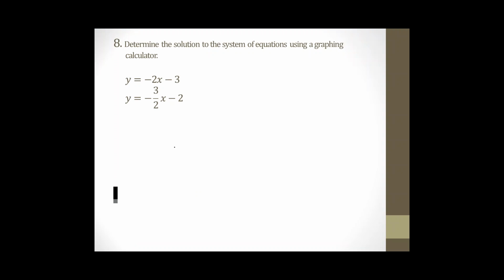Okay, number 8. We're going to use the graphing calculator to graph this system of equations, and we're going to determine the solution. In order to use the graphing calculator, we want to make sure that it's in slope-intercept form, which in this case it is, because the calculator is set up to put equations already set equal to y. So we're good to go here. I'm going to write these down so I can get to it in the other program.